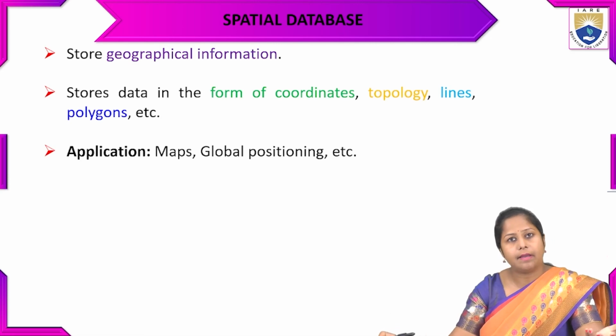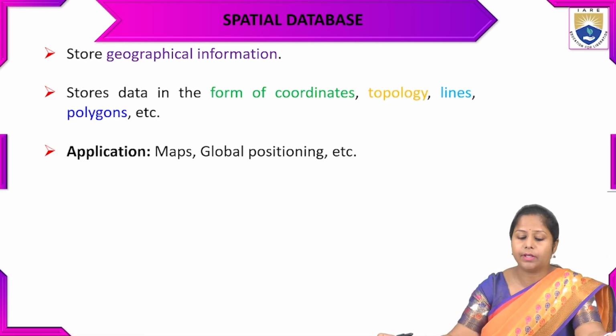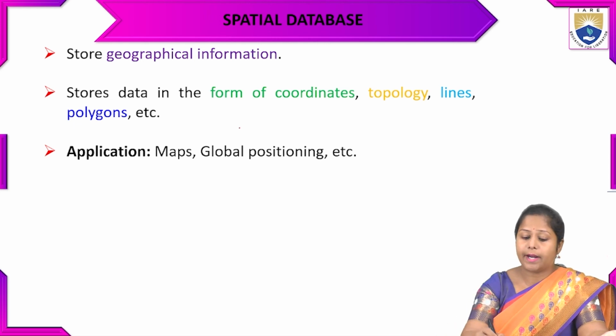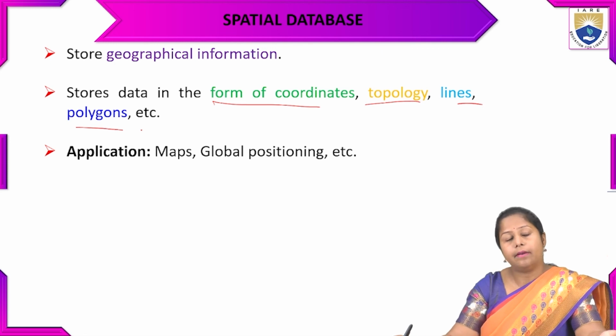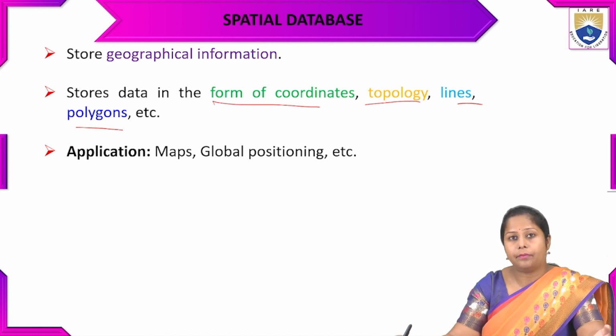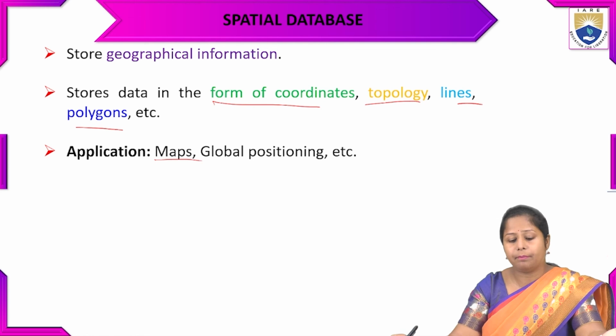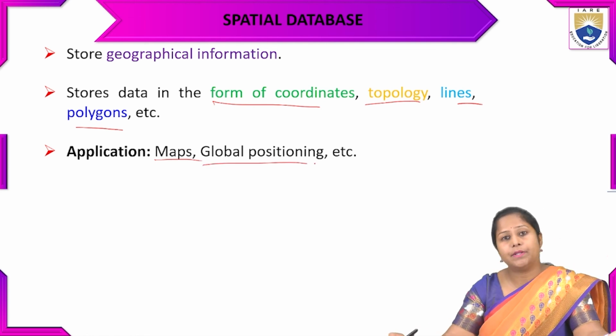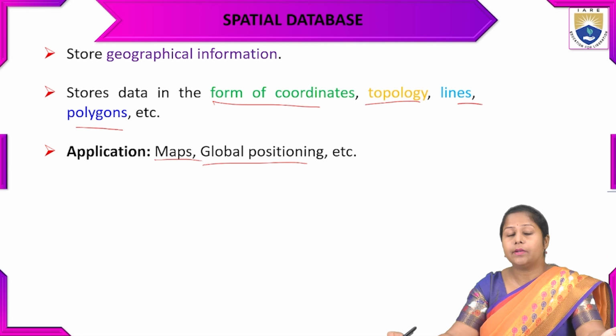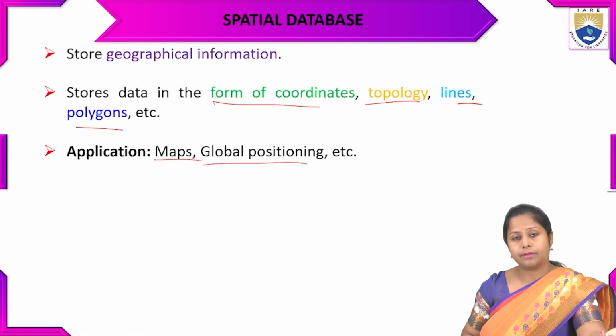Spatial database has geographical information, storing the data in the form of coordinates, topology, lines and polygons. So it has map type of data, which will be described in the form of a map, in the form of a graph. So that will be the spatial database. The applications can be for maps, Google Maps, global positioning, GPS. For that, the data will be stored in the spatial type of database.